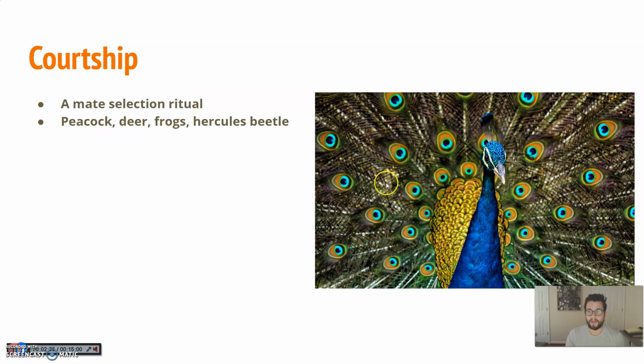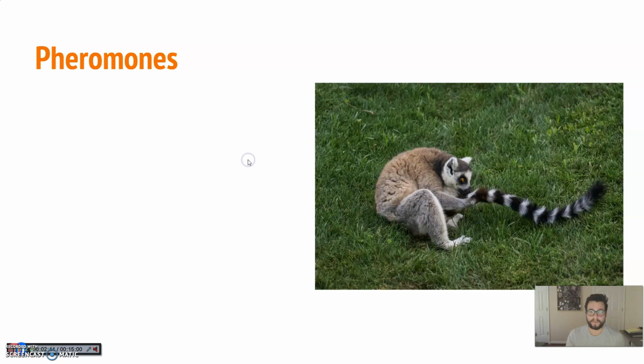Courtship is any sort of behavior that is meant to select mates. Like peacocks are going to show their feathers. Deer will fight for females. They are not taught how to do this. Again, it is an instinct.